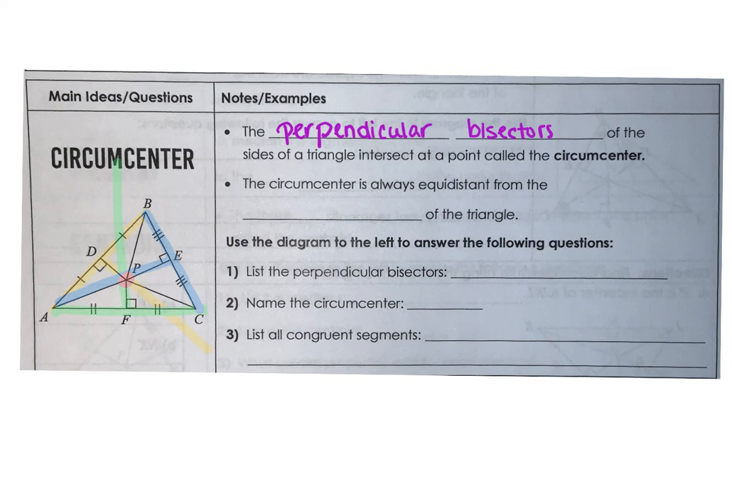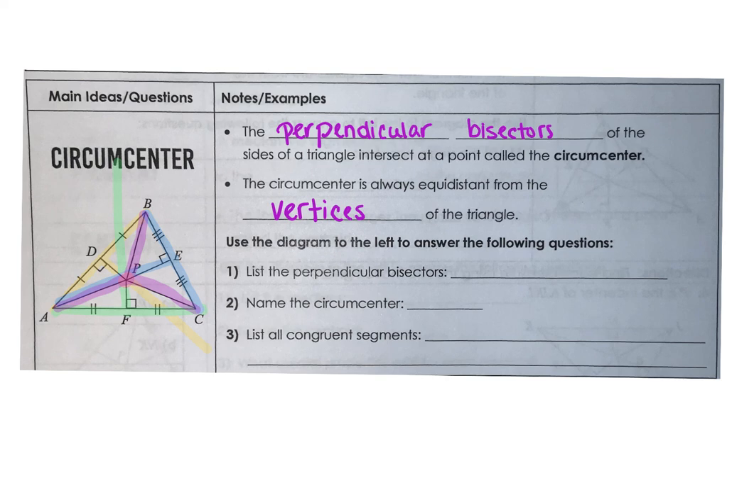So I have the perpendicular bisectors that they meet at one point called the circumcenter. Now the circumcenter is always equidistant from the vertices. So it means it's going to be the same distance from each vertex. If I were to take each vertex and measure it, I would get the same distance, which means that B to P is the same distance as C to P as A to P. Those are all the same distance away. It's not going to be the same distance from each side. It's going to be the same distance from each vertex, okay?